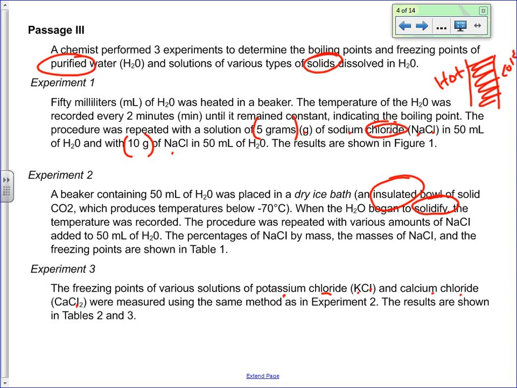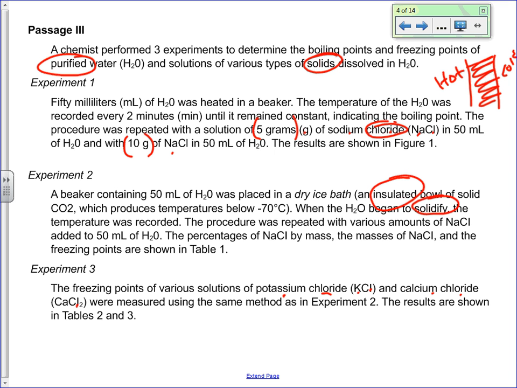Right, they took water, just like we had in our other one, but they did something with it. Yeah, what did they do with it? Tested the freezing point. In this case, they're looking at freezing point. So instead of heating up a beaker, what did they do with that beaker of water? Yeah, they froze it. How'd they freeze it? They placed it in a dry ice bath.